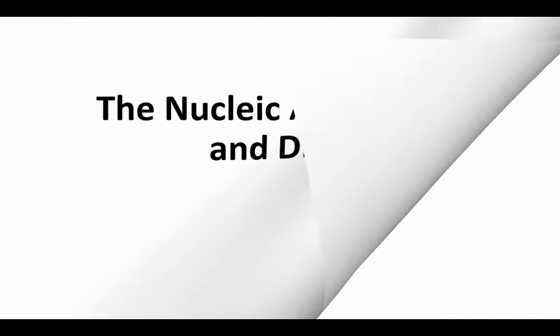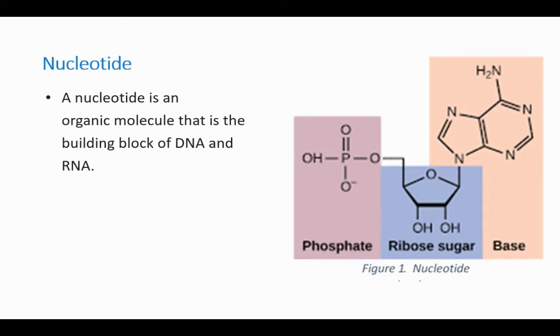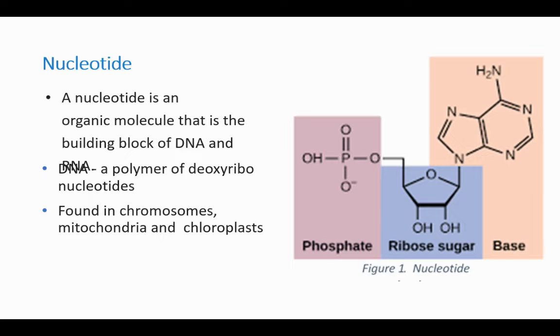So your nucleic acids are actually made up of nucleotides. Now, this is the monomer, and at the same time, you can actually find it in the DNA and RNA. It carries the genetic information, and it can be found in the ribosomes, chromosomes, and chloroplast. So that's your nucleotide.